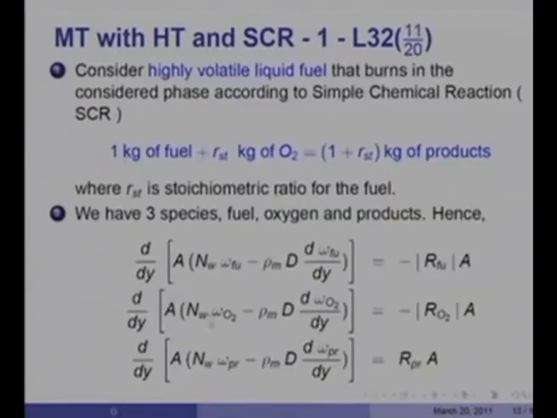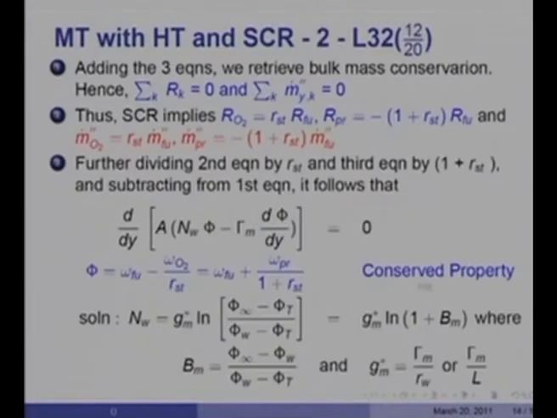So, if I now divide this equation by RST, which is a constant, and subtract the resulting equation from this equation, then you will see that R_Fu minus R_O2 divided by RST would be of course 0, and as a result you will get an equation which is like this: d by dy of A n_w phi minus gamma_m d phi by dy equal to 0, and phi will be omega_Fu minus omega_O2 by RST.